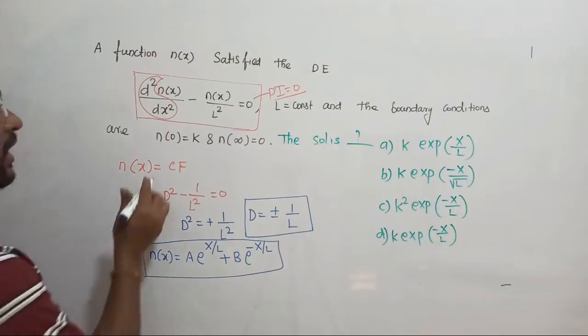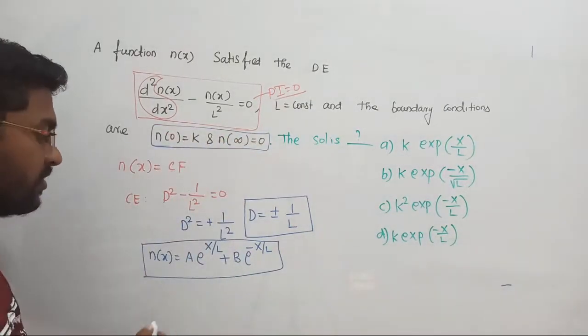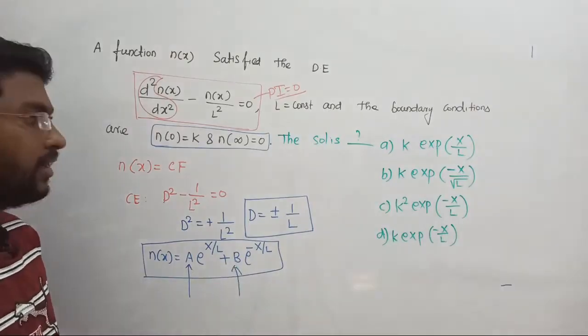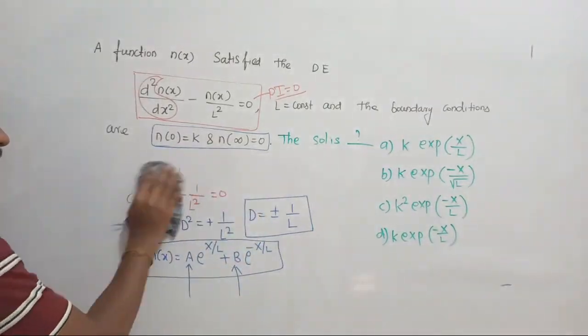But what's wrong with this? They have given some boundary conditions. Now we have to use these boundary conditions in order to find the values of a and b. That's what is our target, right? Okay, let's solve these things. Let us try and bring the answer, right?